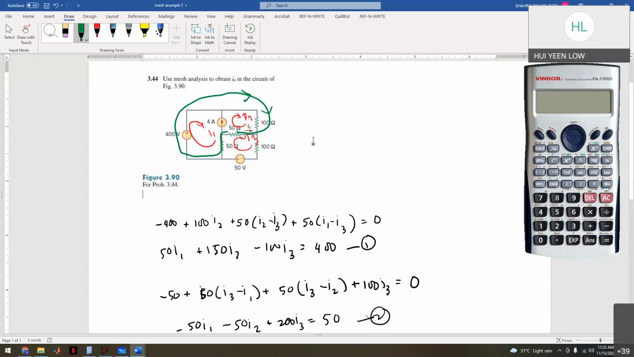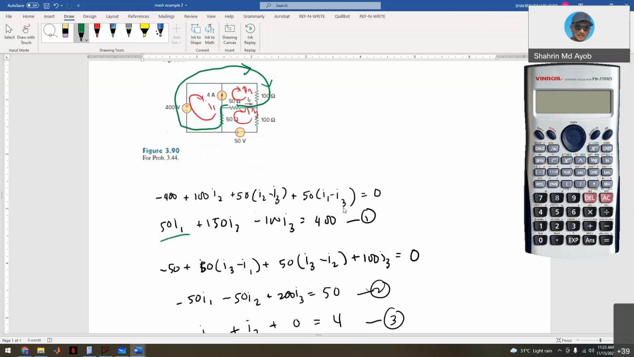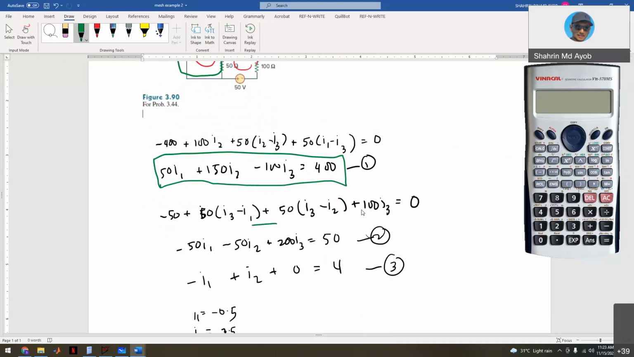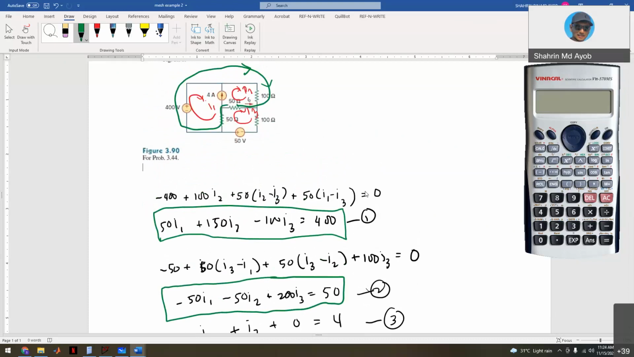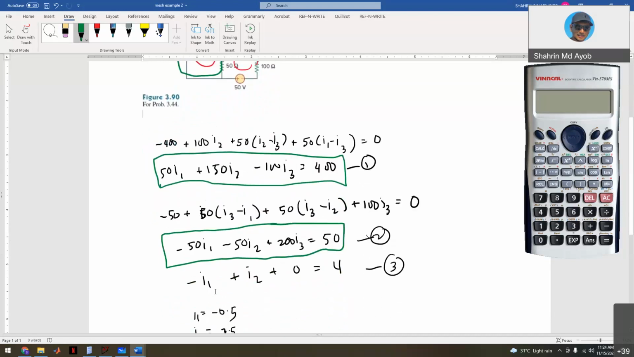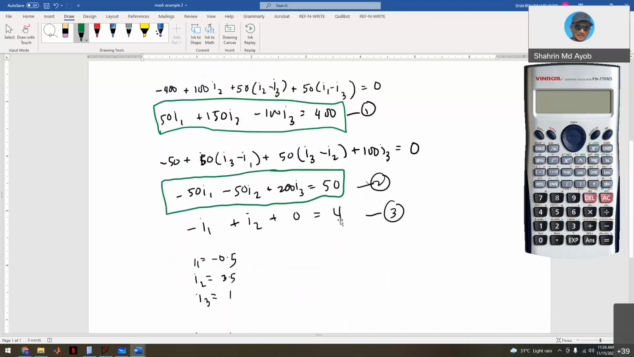For example, if you are using clockwise, the same thing. What you need to do is to have the super mesh, and this one comes from your mesh current I3. So you have negative 50I1, negative 50I2 plus 200I3 is equal to 50. And then the third equation comes from the current source, which right now, based on clockwise, is I2 minus I1 is equal to 4.